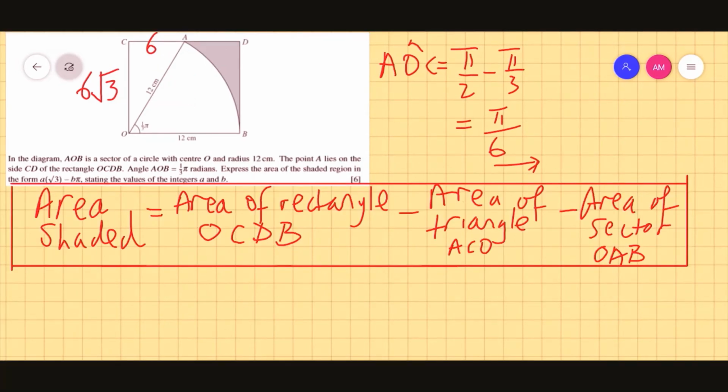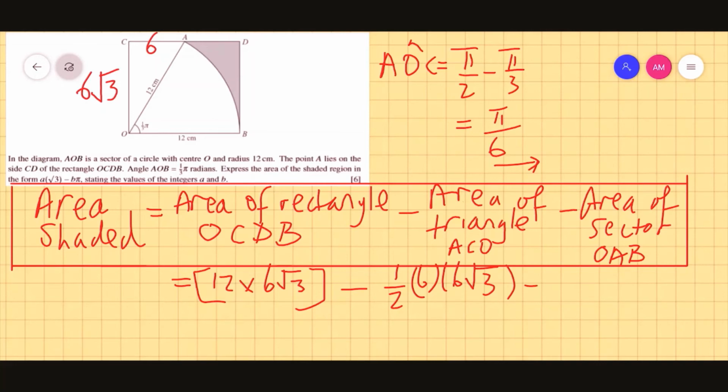Now that I've got everything I need, I'm going to put down the strategy for my formula. I'm going to go, area of the shaded region is equal to area of the whole rectangle minus area of the triangle minus area of the sector. Now, this is going to be equal to, so the area of the rectangle is going to be 12 times 6 root 3 there.